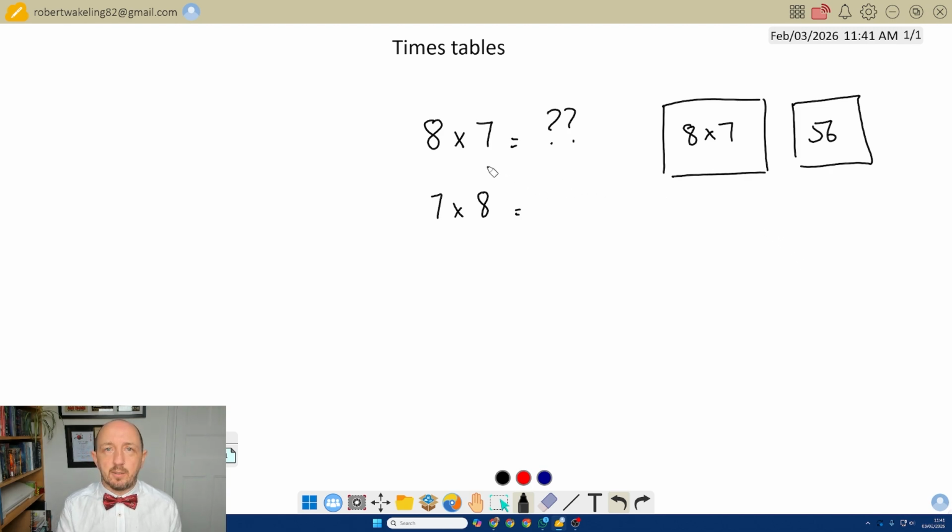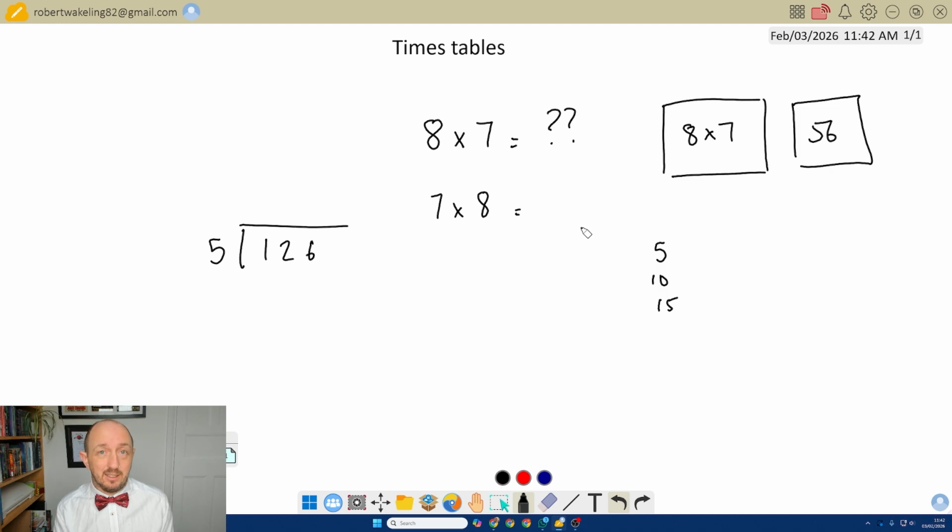Because so much of your non-calculator paper work will be reliant on you doing long multiplication, bus stop method, how many fives go into like 126, and you'll be asking yourself, how many fives go into 12, how many fives go into 26, and things like this. You'll be doing that so much that you don't want to be counting on your fingers or writing the times tables down the side. Most people are okay with fives, but some of the other ones they're pretty weak at.